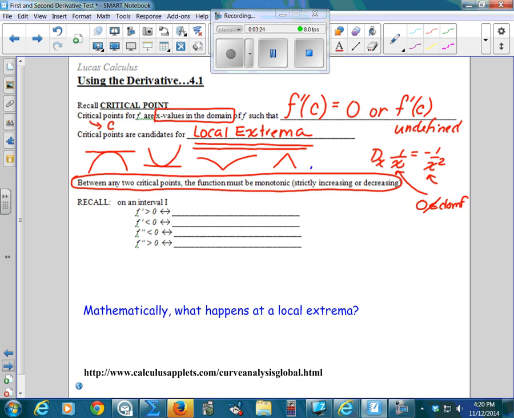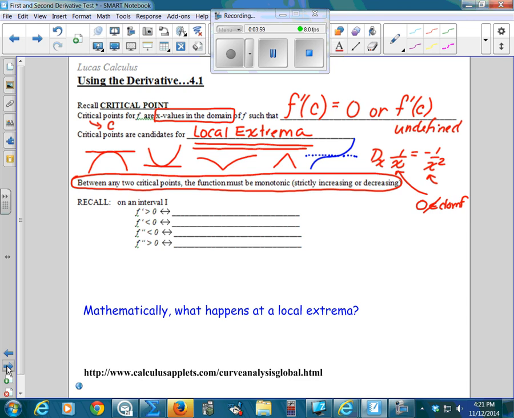For example, if I drew a cubic, you guys know that the derivative is 0 right there, and yet we don't have a local extrema. So it's not correct to say that a critical point leads to a local extrema, because it doesn't always. It is correct to say that local extrema occur at critical points. We can say it that way, but we cannot say critical points all lead to local extrema.